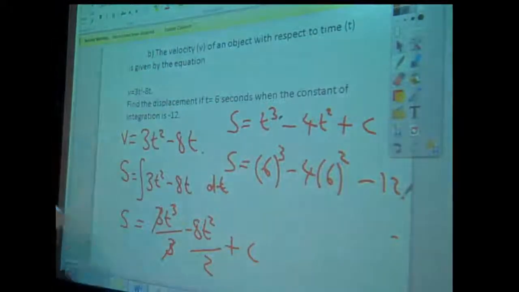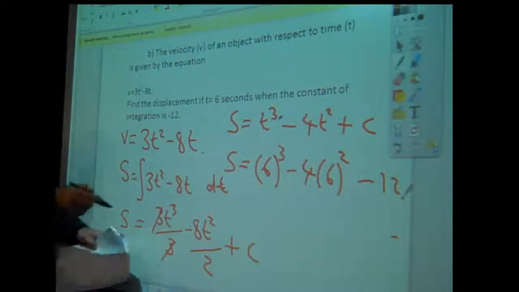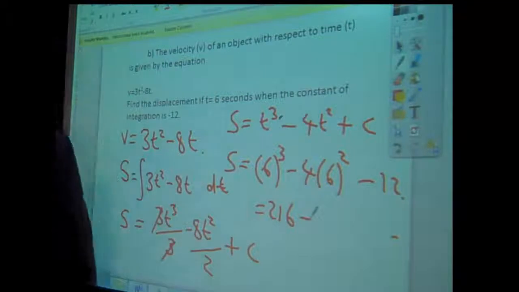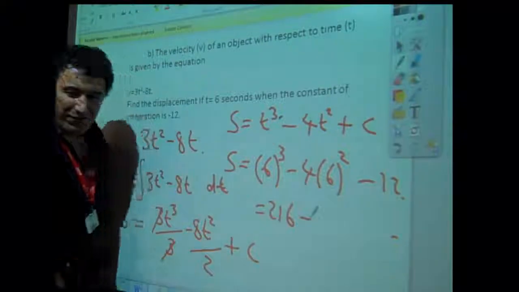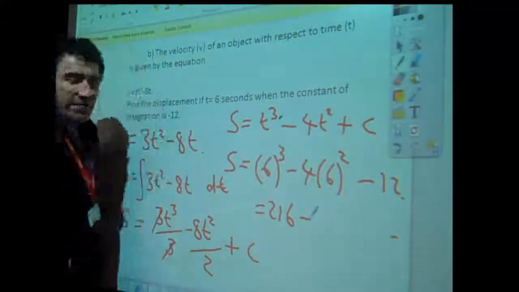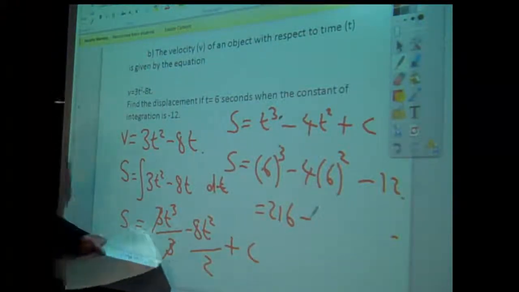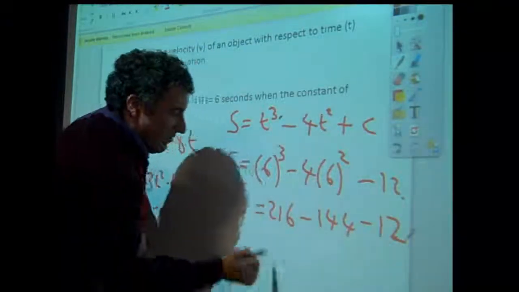Now we have a situation where 6 6s are 36, and we've got to multiply it again, so that's 36 times 6, which is 216. In other words, 6 times 6 times 6. Don't do this, don't go 4 6s are 24. You must actually do this bracket first. 6 squared means 6 times 6, so we've got 36, and 36 times 4 gives us 144, minus the 12. Don't forget the minus 12.